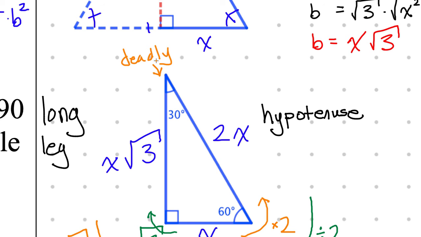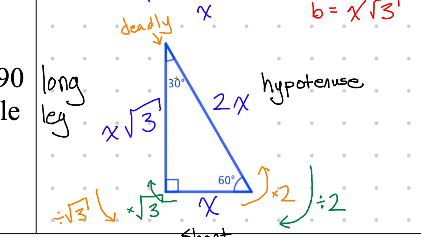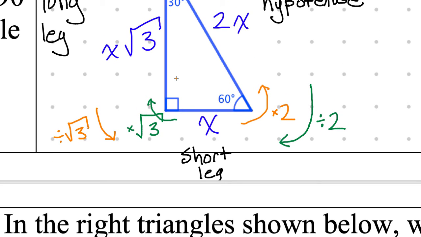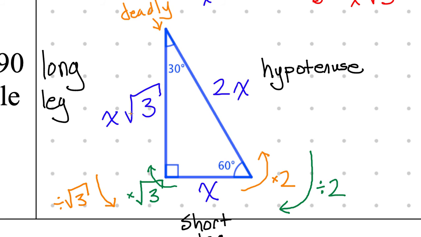Just know that you don't really ever go over the sharp corner because you have to do two operations at the same time. What's the shortcut? The shortcut is if I want to move from x square root of 3 to 2x, I multiply by 2 and divide by square root of 3 at the same time. That's how you do the deadly sharp corner, which is the same thing as just doing this and this.